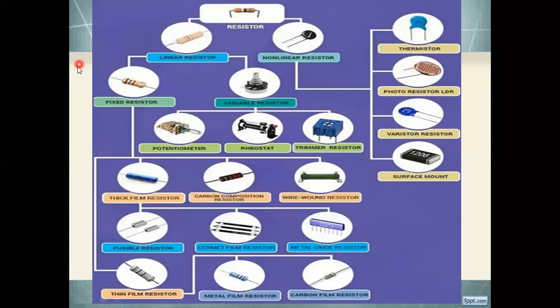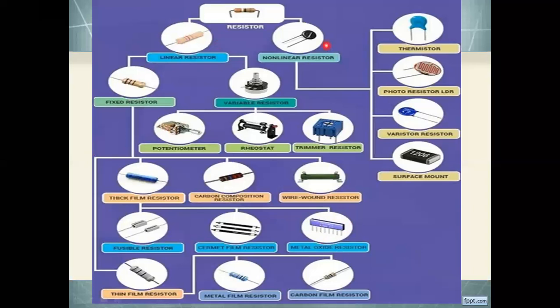Coming to the fixed resistors, we have these resistors in very compact form and they are further categorized into thin film resistors, thick film resistors, carbon composition resistors, and wire wound resistors. These thin film resistors are further categorized into metal film resistors and carbon film resistors. Coming to the thick film, we have fusible resistors, cermet film resistors, and metal oxide resistors. So in this way, we have different types of resistors.